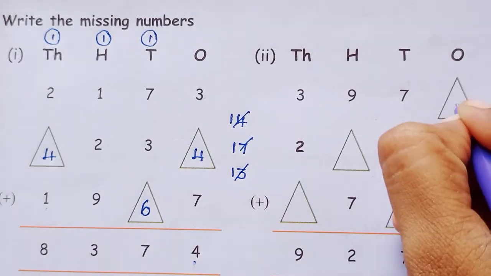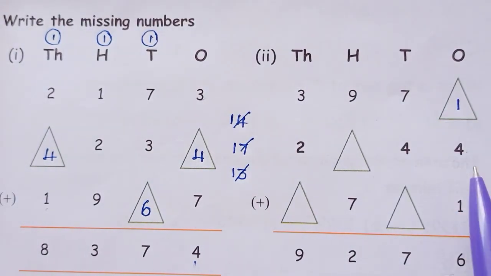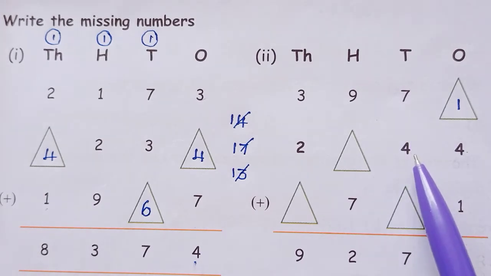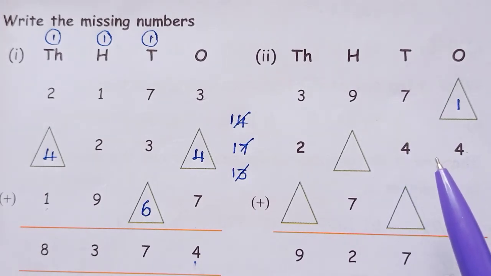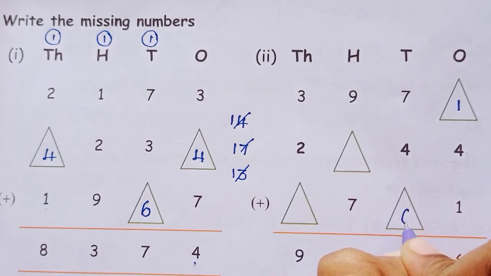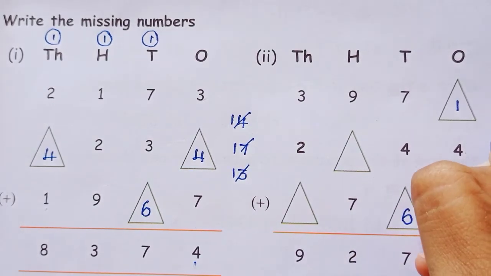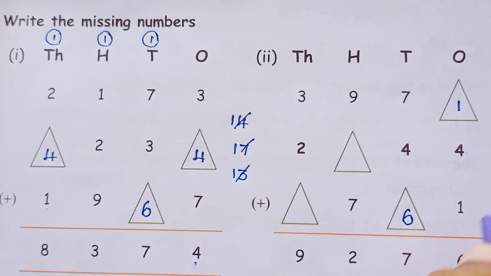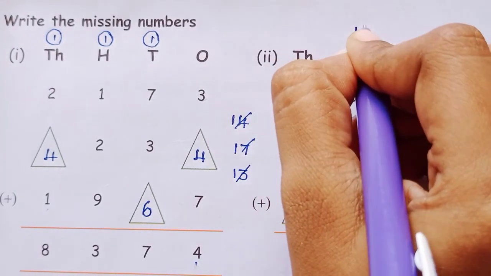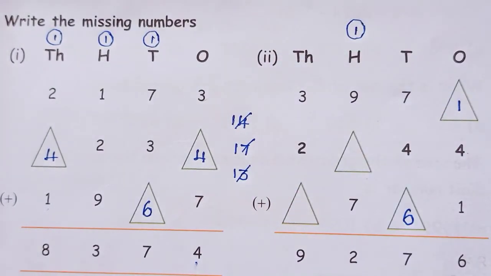5 plus 1, 6. 4 plus 1, 5. 5 plus 1, 6. One's place completed. Then 7 plus 4, 11. 11 plus 6, 17. So you write here 7. Remaining 1 you carry over to the hundreds column.